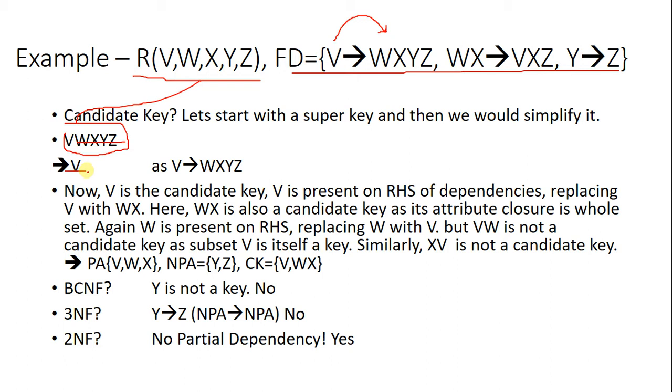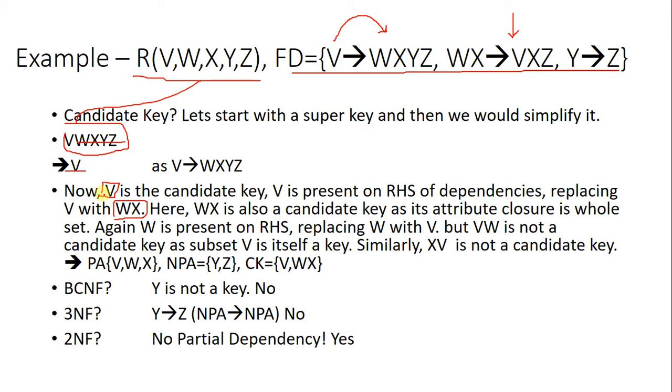Now we check whether there are other candidate keys as well. To check for that, we need to see the right hand side of these functional dependencies. Here you see that V does exist on the right hand side. If you have Wx, you can determine V, so we replace V with Wx. So another candidate key we get is Wx. So we have V and Wx, 2 candidate keys.